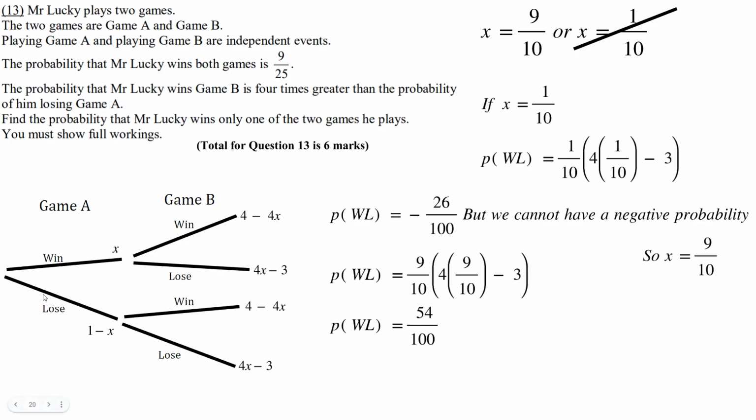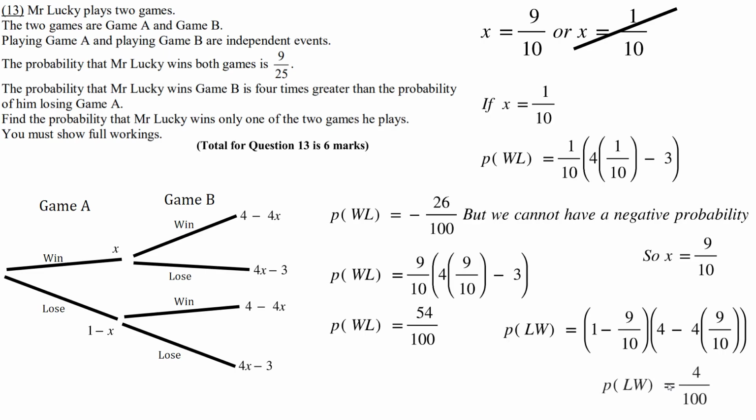Now, the probability of him losing and then winning, because he's still winning at least one game, we'll just solve for it. Same thing, so 1 minus 9 over 10 multiplied by 4 minus 4 times 9 over 10. Simplify to get 4 over 100. Okay, and it's this or this. And whenever you hear an or in maths, it just means add. So it's 54 over 100 add 4 over 100, which is 58 over 100, which is 58%. It doesn't matter whatever you put it as. But yeah, so the answer is 58% or 58 over 100.